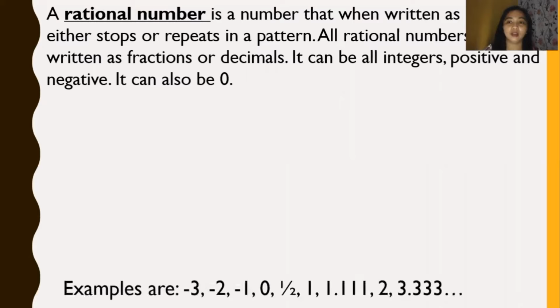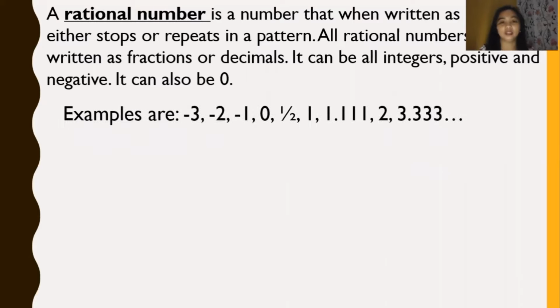Now, here we have examples. Examples are -3, -2, -1. So these are the negative integers. We also have 0 that represents 0. 1/2 represents fractions, since in our definition, it can be written as fractions. And I just want to add that a rational number can be expressed as a fraction A over B, where B should not be equal to 0.